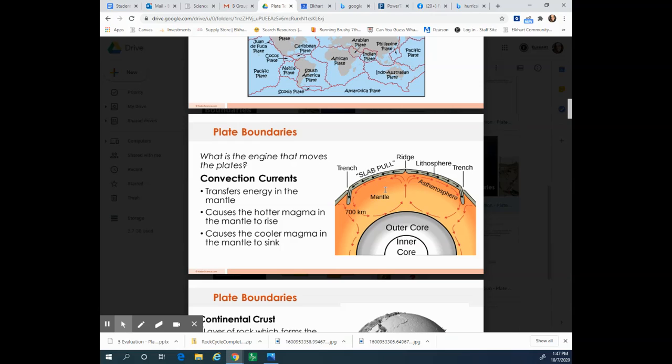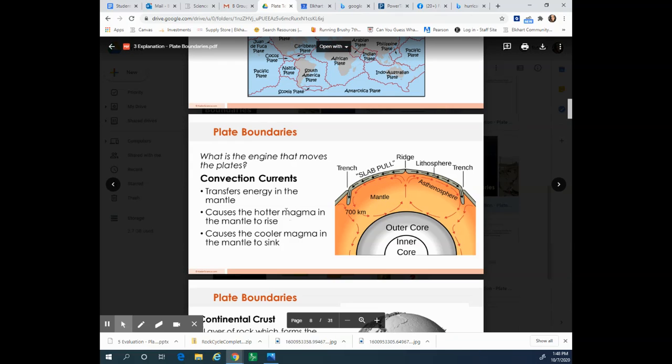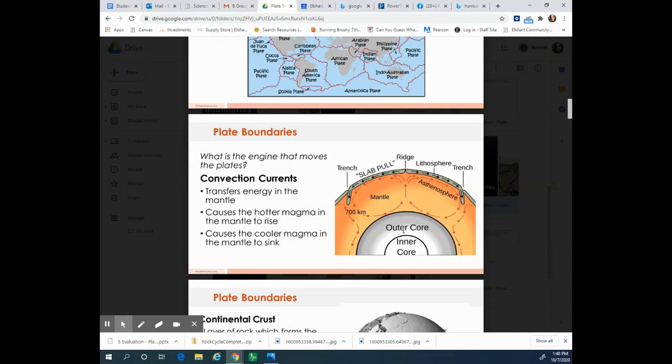Your hotter air is going to be higher and your cooler air is going to be lower. So your hotter air is at the top and your cooler air is at the bottom. And your hotter magma is at the top, cooler magma is at the bottom by your outer core. When these currents happen, it creates what's called slab pull. You have slab pull, and it brings the crust into what is called a trench.